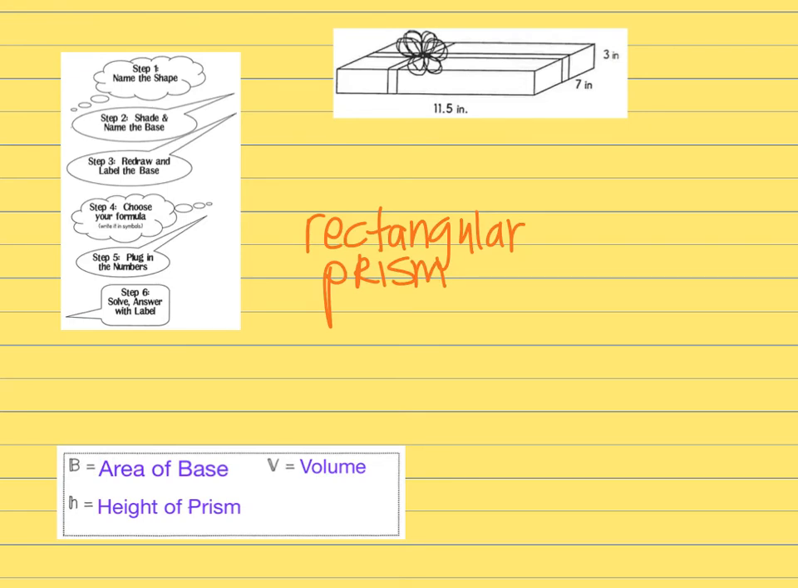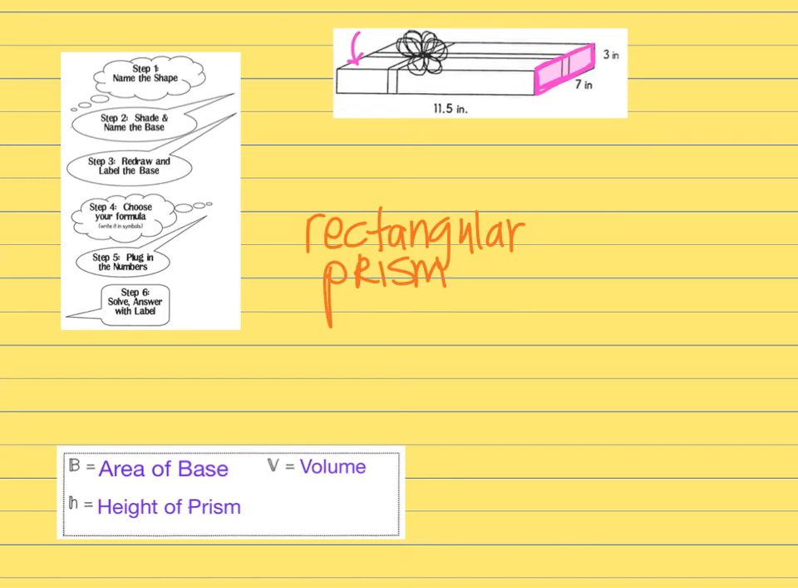The bases, sometimes it's hard to tell on a rectangular prism, but it's always going to be two pieces that are alike that are different from the other four. So the ends of this one, there's only two of them that are like this. So I'm going with these two, and I can't actually see the other one, but it's back here. Those are my bases, so I'm going to shade that in. And it is a rectangle. So my base is a rectangle.